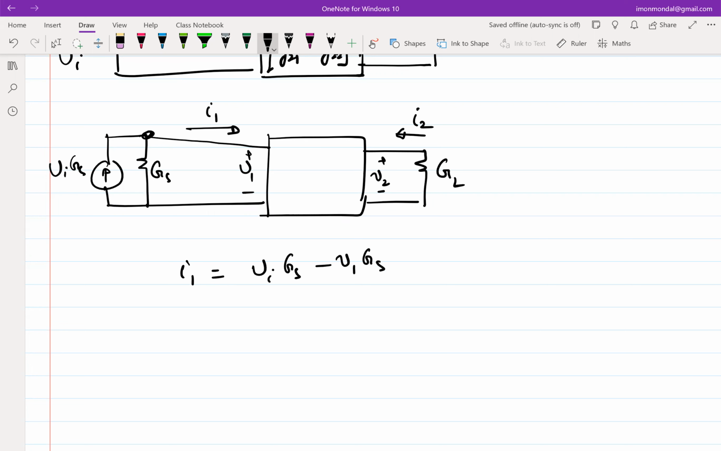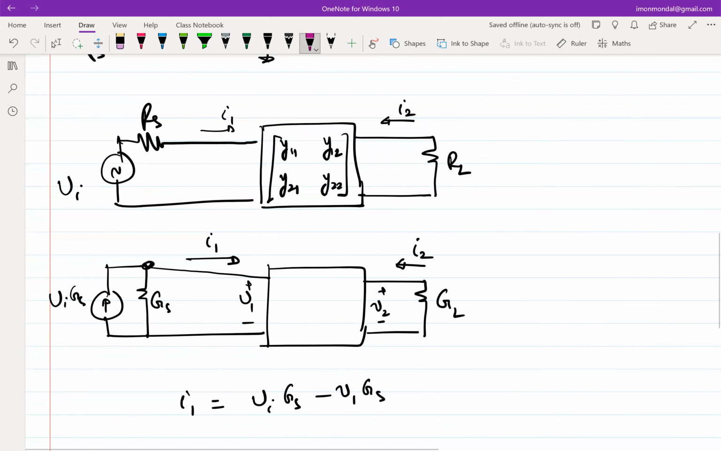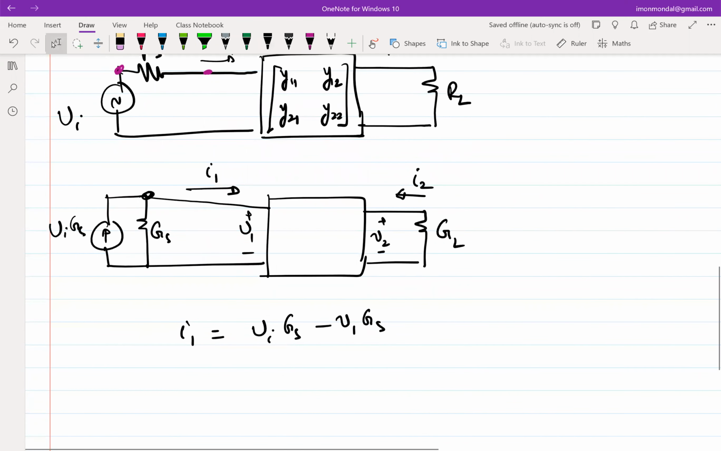If you think about it, it reduces the number of nodes also, right? If you see here, you have this node, two nodes. In this case, you end up with one node. So if you are using KCLs, it is one less equation to do. So this becomes Y11 V1 plus Y12 V2.